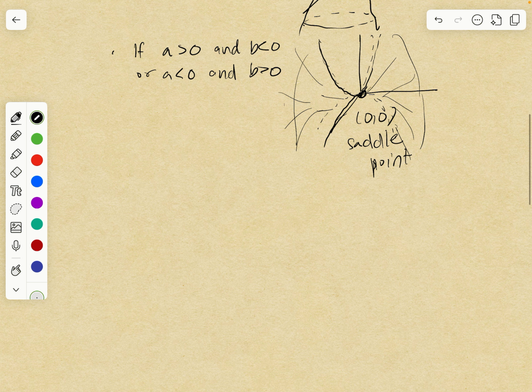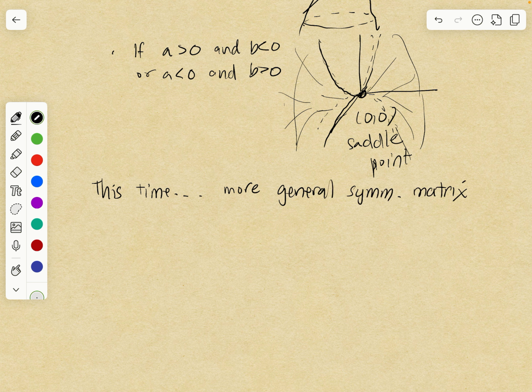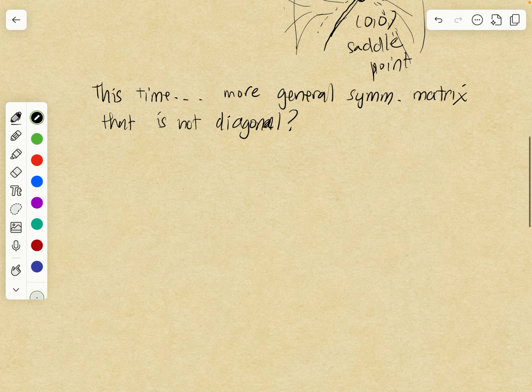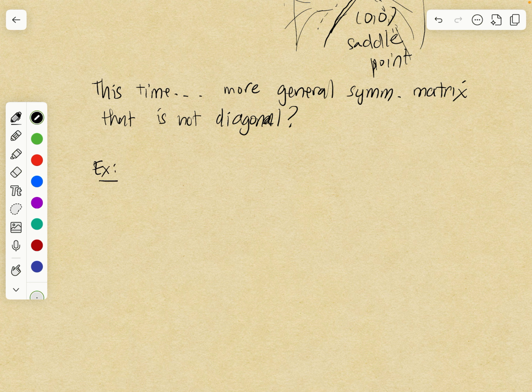And in this video, what we want to look at is what happens if you have a more general symmetric matrix, one that is not diagonal. All right, let's look at an example. Let's say that you have this matrix, which is a matrix that we talked about in a previous video.